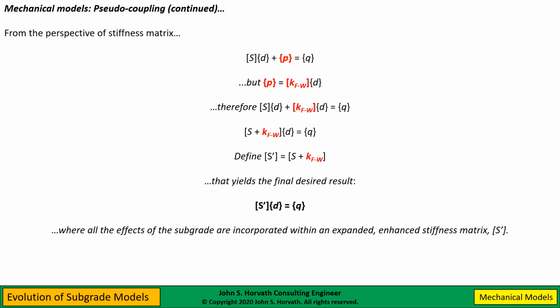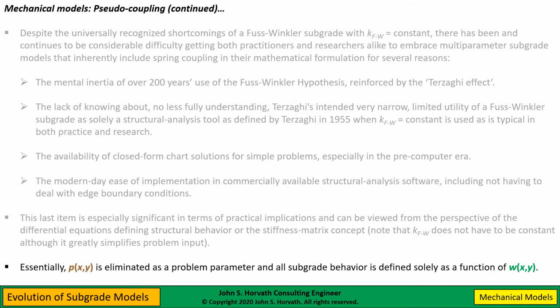So the point I'm getting at here is that I think one of the reasons why people continue to want to work with the Fuss-Winkler hypothesis, even though we've known for decades it's a terrible model, is that it doesn't include spring coupling or the vertical shear effects of real subgrades, but it's just so easy to use in structural analysis software. It's very seductive from that perspective to continue to use it, because you've eliminated subgrade reaction as a problem parameter. You folded everything into being a function.